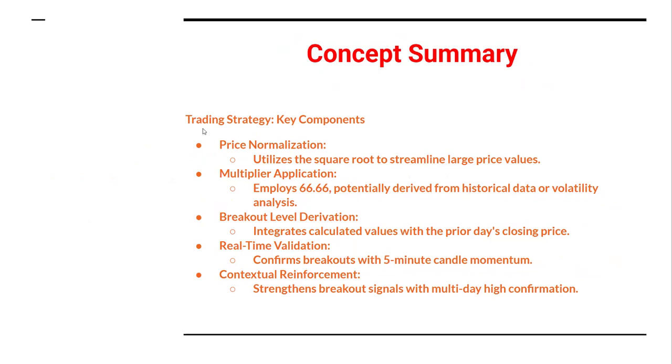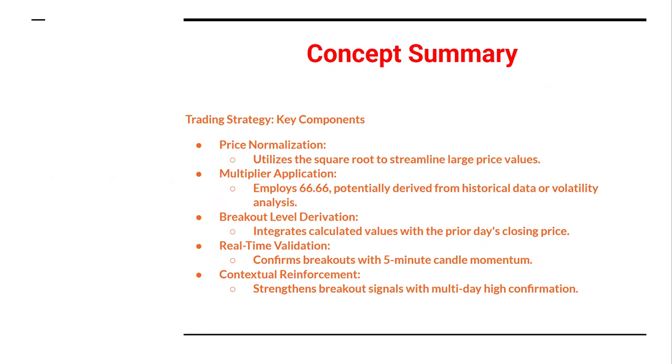So the key components, again I'm going to repeat them because they have to go into your memory. You have to memorize this. The first thing we are going to do is take a square root, that is normalizing the price. Then we are multiplying by 66.66%. Why? 66.66% is the percentage of 90 degrees, which corresponds to a 60 degree angle.